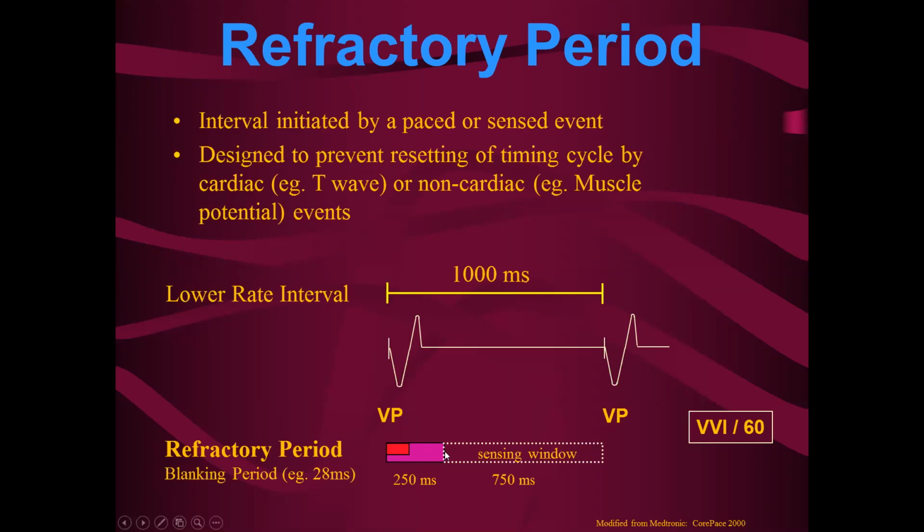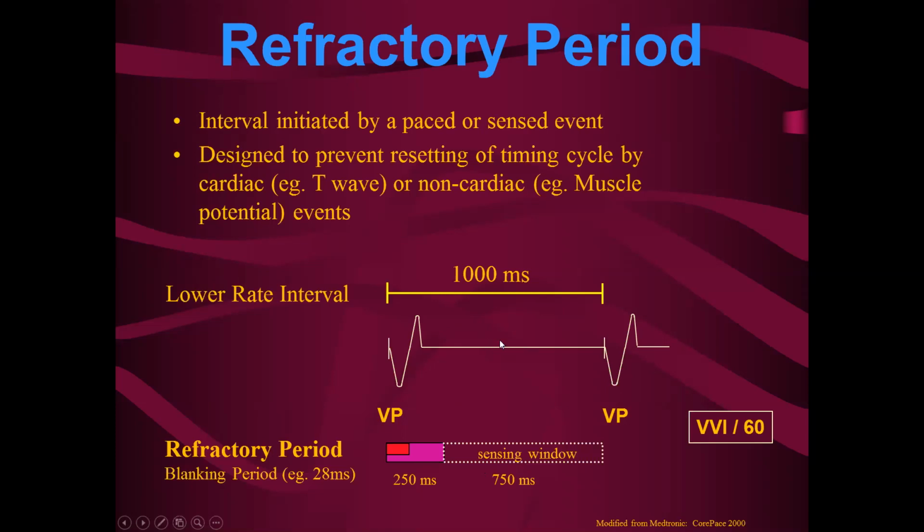Now, regarding the refractory period and the low rate interval: when you have a paced event, for example, the timer in the pacemaker circuit starts timing out a low rate interval. It also starts timing out a blanking period and a refractory period. At the end of the refractory period of 250 milliseconds, the pacemaker sense amplifier is now open to respond to any signal that is sensed outside the refractory period.